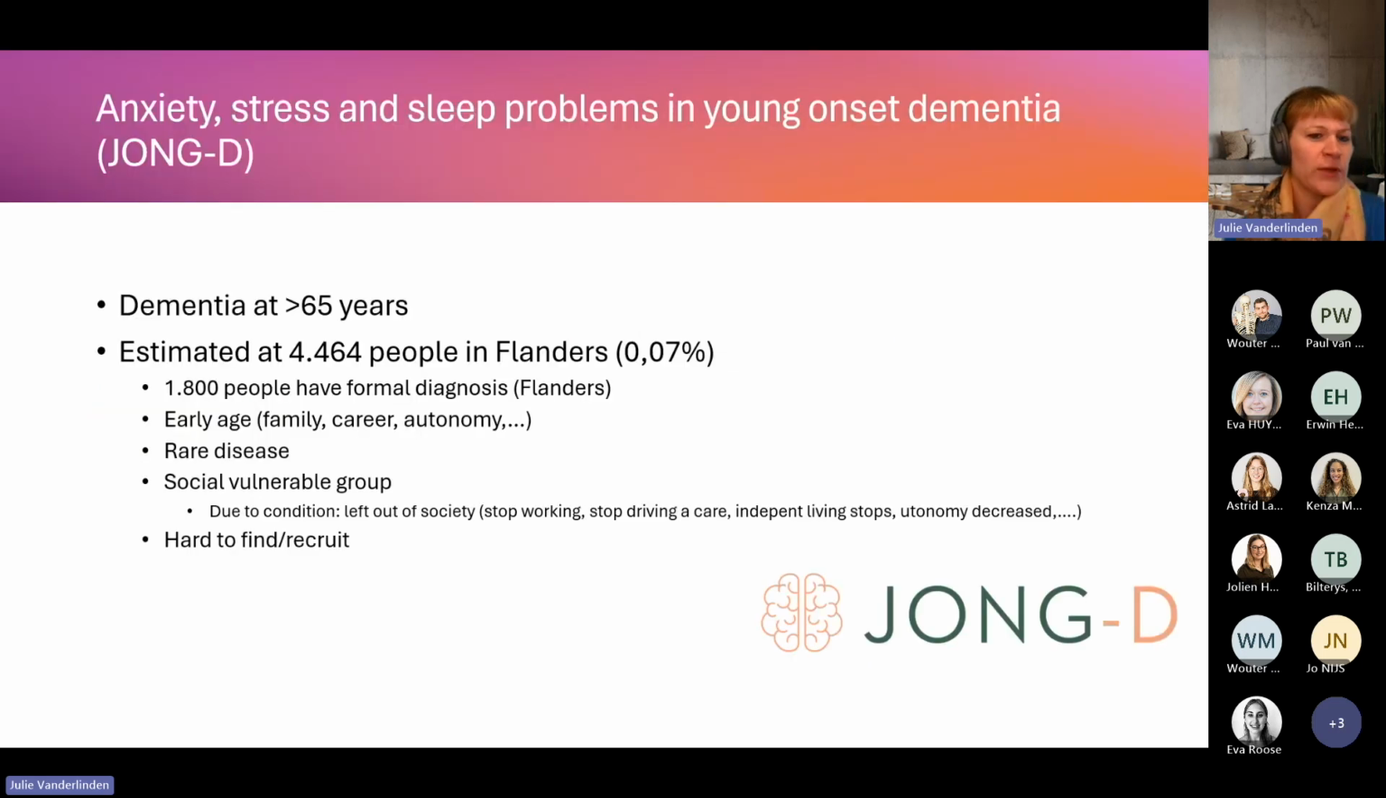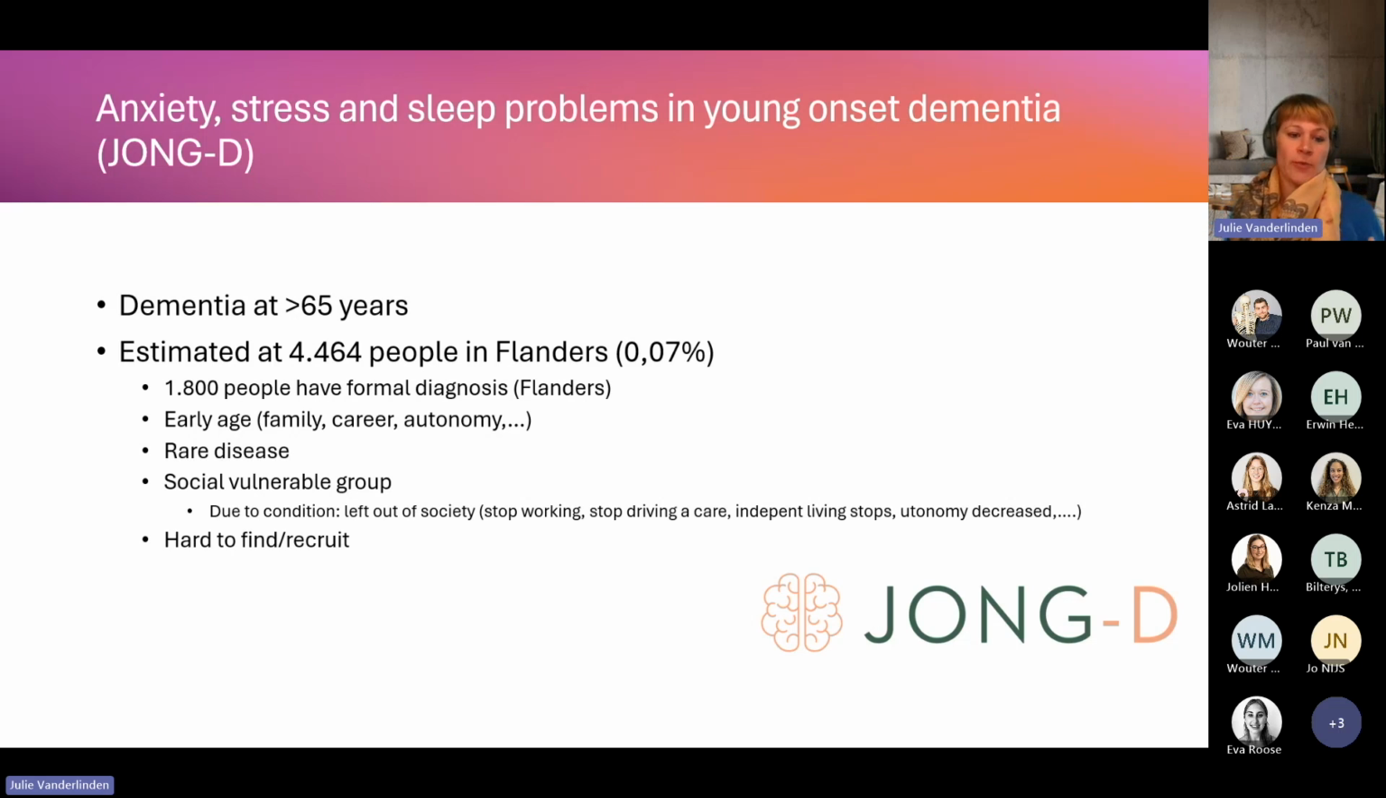Another example is in people with early onset dementia or young onset dementia. That means it's dementia that kicks in at an earlier age, prior to 65 years. In Flanders, 0.07% of the Flemish population is estimated to have the diagnosis, but only 1,800 people have had the formal diagnosis. So it's a very scarce group. It's a rare disease, but it has a high impact on quality of life.